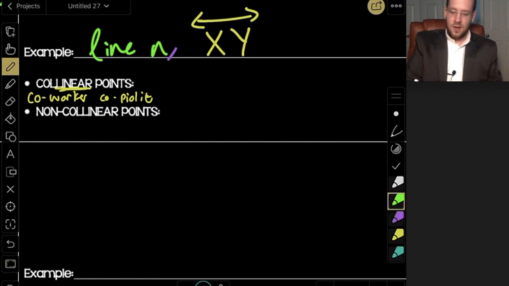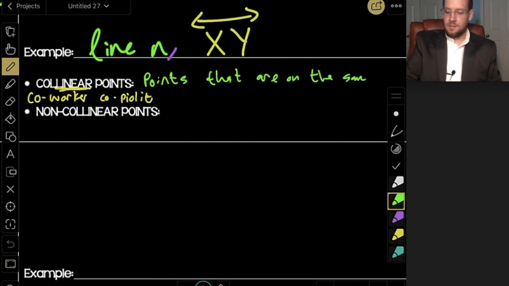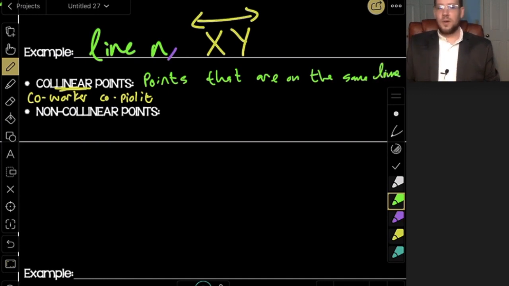So these are points, at least two points, that are on the same line. These are two points or more than one point. These are points on the same line.